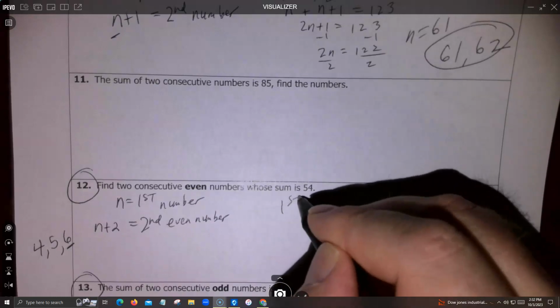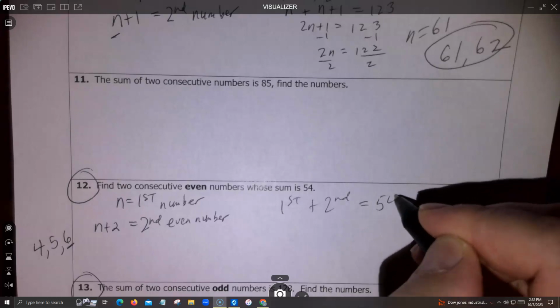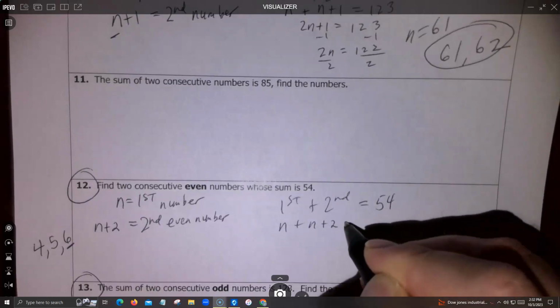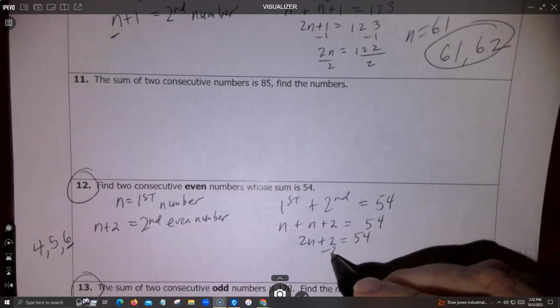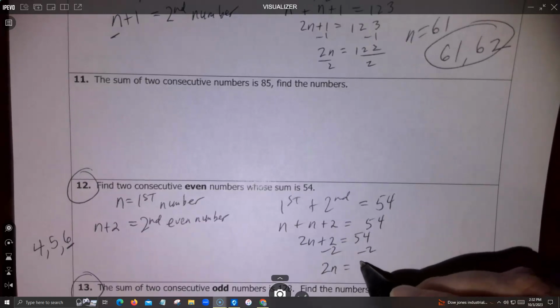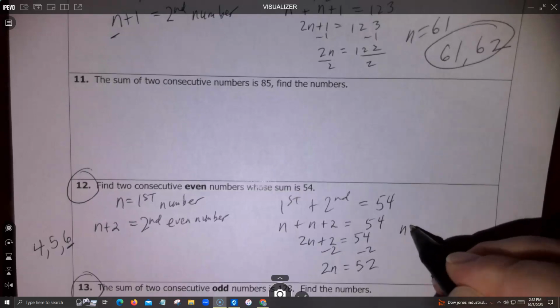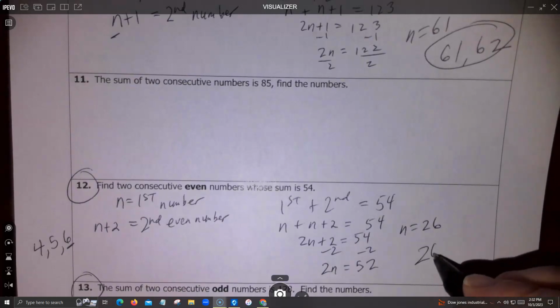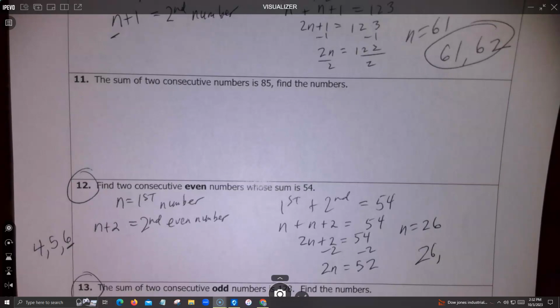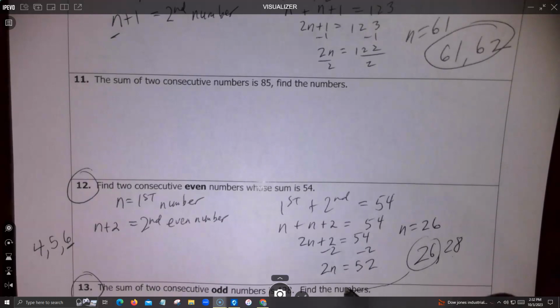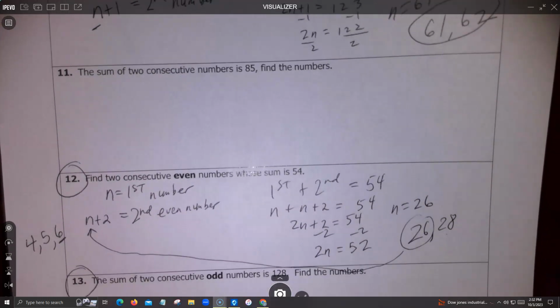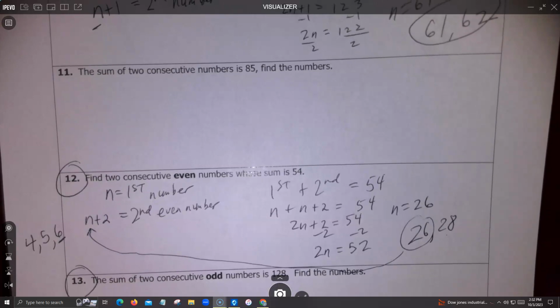All right, so again, first plus second equals 54. Plug it in. n plus n plus 2 equals 54. Combining like terms and subtracting 2, is that 52? Okay, dividing it by 2, n is 26. So 26 is the first number. So how do we get to the next number? Next even number. I'm not going to put 27 because that's an odd number. I need to put 28. Also, remember, you can always put the 26 in right there to get your next number if you forget. All right, and again, if I add 26 and 28, that will give me 54.